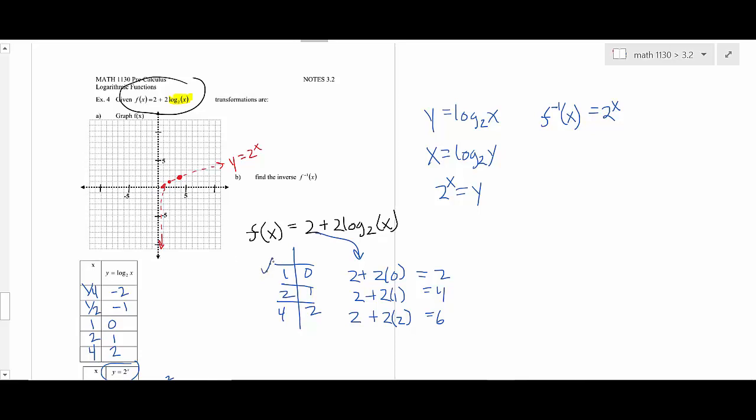So just plot these points, and then we should have what the final product looks like. So we still got the point 1, 0, hold on, that's 1, 2. That changed to 1, 2. This point changed to 2, 4. And then that point changed to 4, 6. Okay, so plot those points. So you go over 1 up 2, over 2 up 4, and then finally over 4 up 6, and then your graph would look like that.